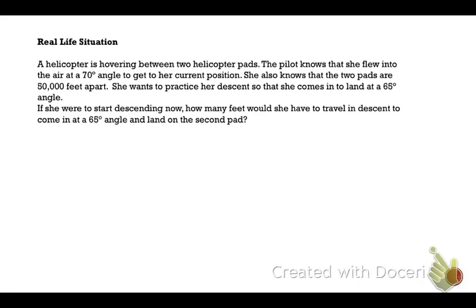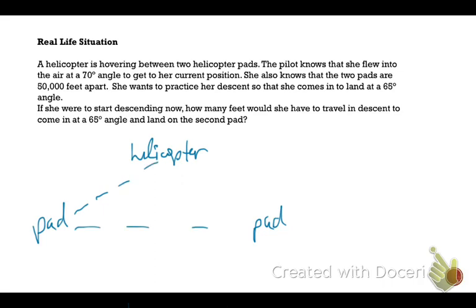Alright, last problem is a real life situation. So a helicopter is hovering between two helicopter pads. And I'm going to draw a picture as I read. The pilot knows that she flew into the air at a 70-degree angle. So here's the helicopter. And then we've got a pad and a pad over here. So an angle and then a distance and another angle. So the pilot flew into the air at 70 degrees. She also knows that the two pads are 50,000 feet apart.